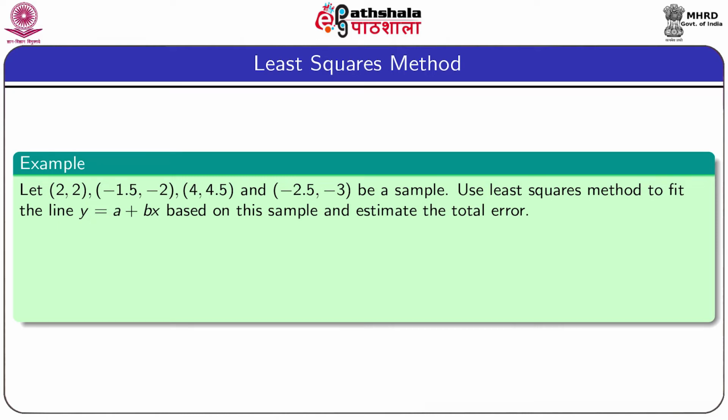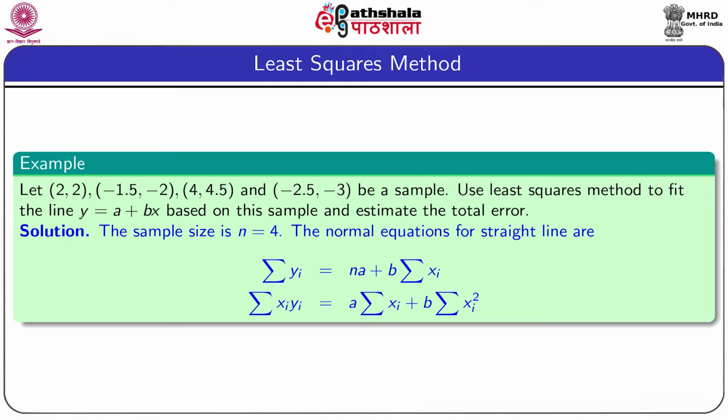Now I consider one example to illustrate the least square method to fit a straight line. Let (2, 2), (minus 1.5, minus 2), (4, 4.5) and (minus 2.5, minus 3) be a sample. Use the least square method to fit a straight line of the form y equal to a plus bx based on these sample points and estimate the total error. So in this case, the sample size is n equal to 4 because the number of points is 4.